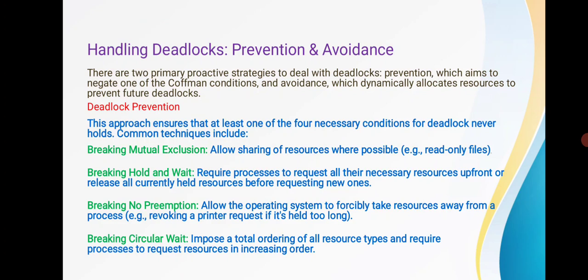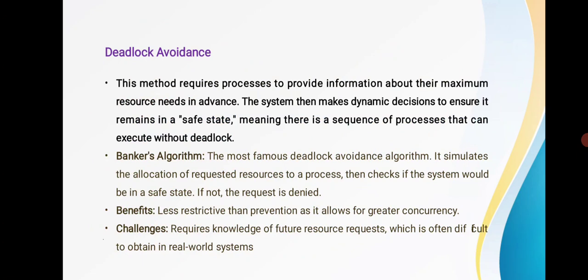Then the other techniques for handling deadlock are detection, recovery and ignorance. Beyond prevention and avoidance, the system can also detect deadlocks after they occur. The two things we discussed before, deadlock prevention and deadlock avoidance, apply before the deadlock occurs. But now, once a deadlock has occurred, how do we solve the situation? Here we discuss three approaches. First is deadlock detection.